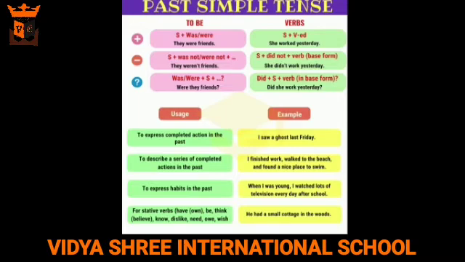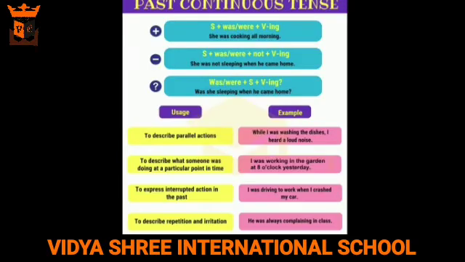Simple past tense is also used for stative verbs like have, own, be, think, believe, know, dislike, need, wish. For example, he had a small cottage in the woods. Clear? Moving on to past continuous tense.